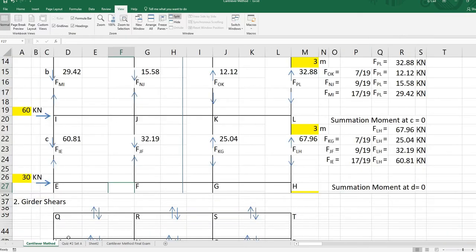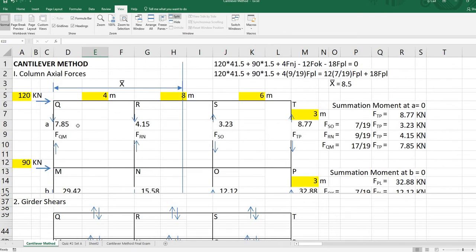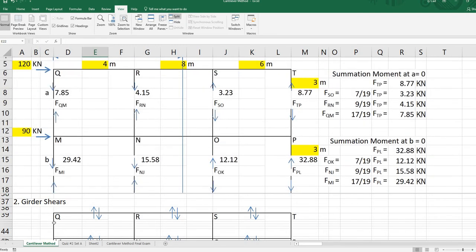Dito, ang titingnan natin yung column axial forces. Gaya sa portal method, summation forces vertical is equal to 0. Ganon din dito. Summation forces vertical acting at the joint is also equal to 0. Yung column axial force, that is also a vertical force acting at node Q. Tapos yung girder shear naman acting at beam QR is also a vertical force acting at node Q.